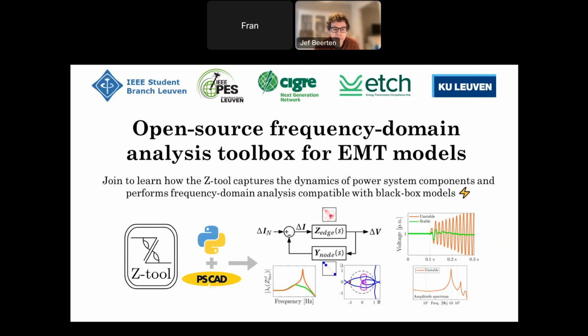This one is on an open source toolbox that we made within Energyville, within Etch, and it allows you to do frequency domain analysis of EMT models. In this webinar, what we want to do is guide you through what frequency domain analysis is, why it has really become important in power systems over the last decade, and the capabilities that we have built into this open source toolbox, together with some small examples as to what the toolbox is able to do.